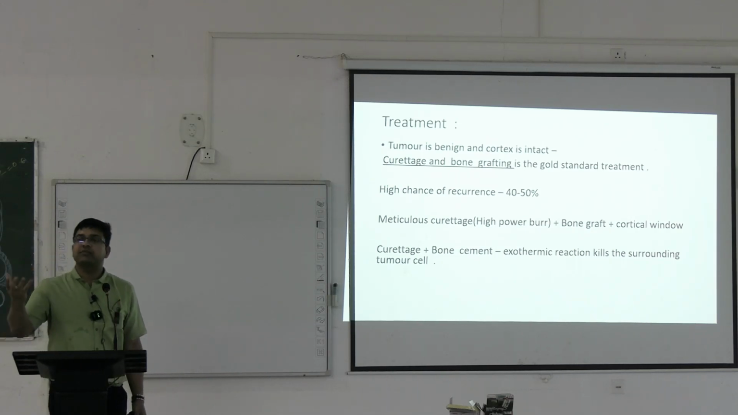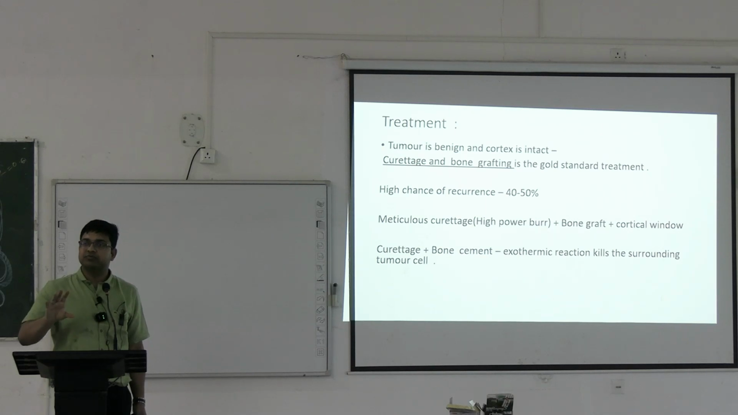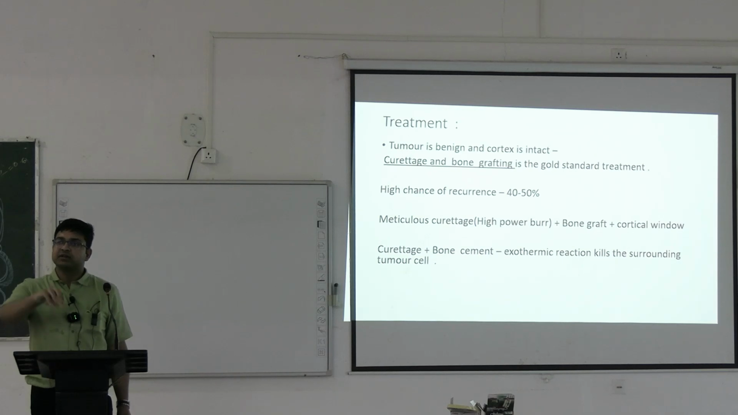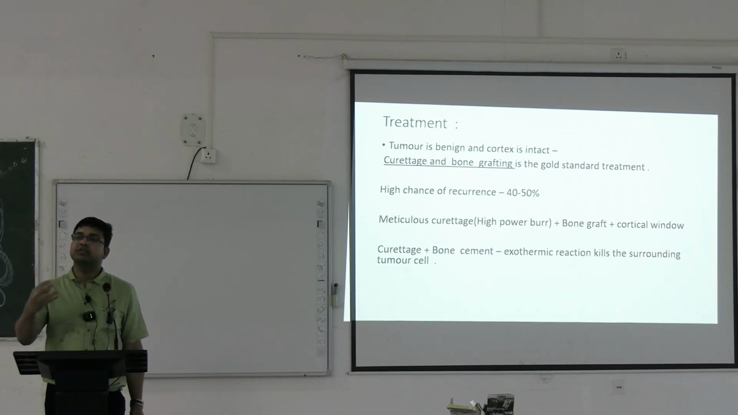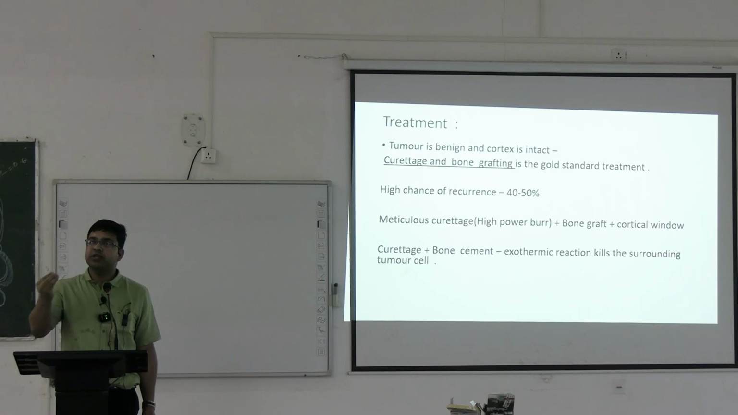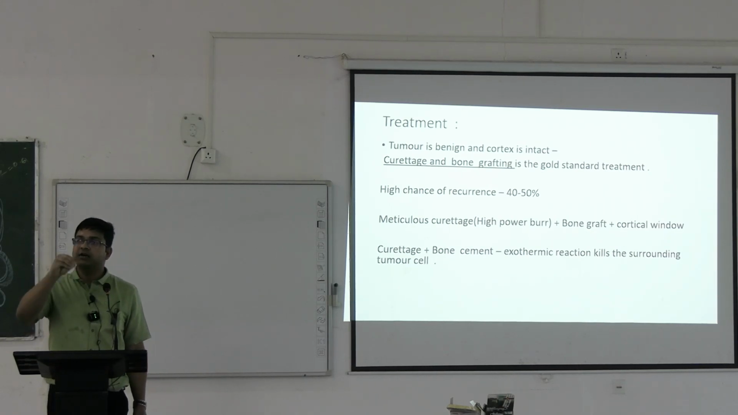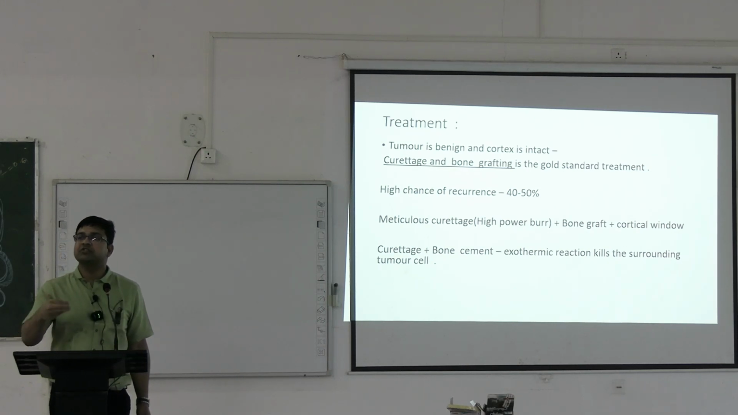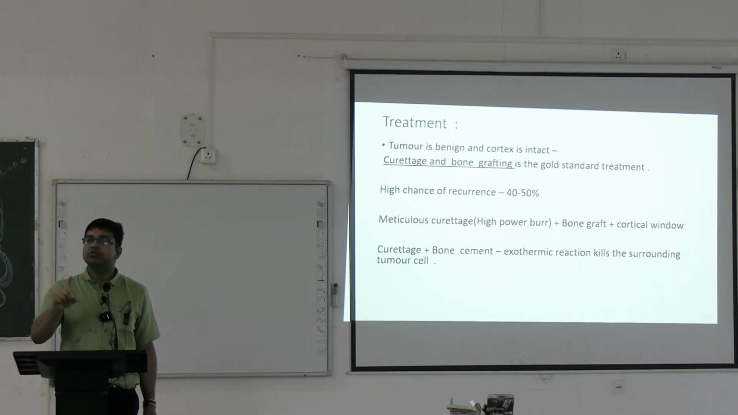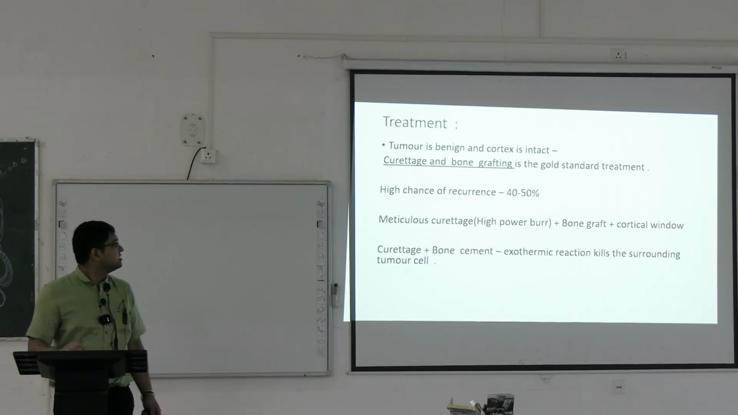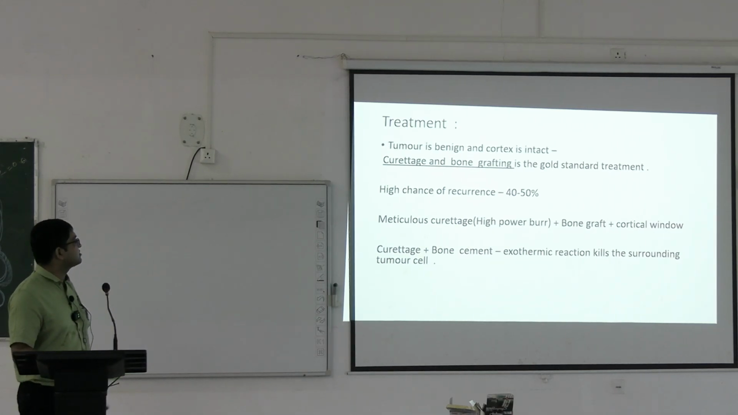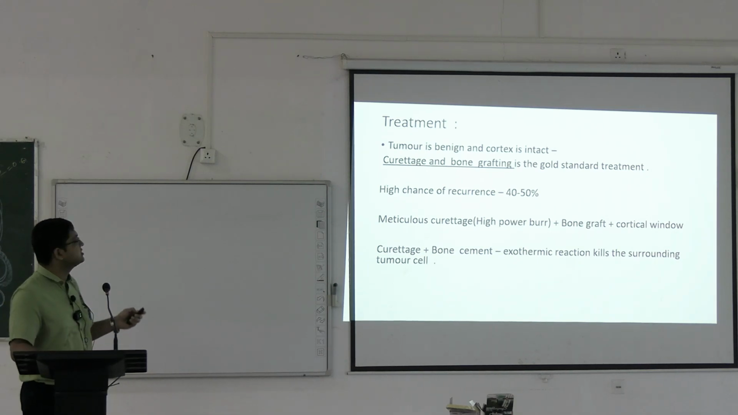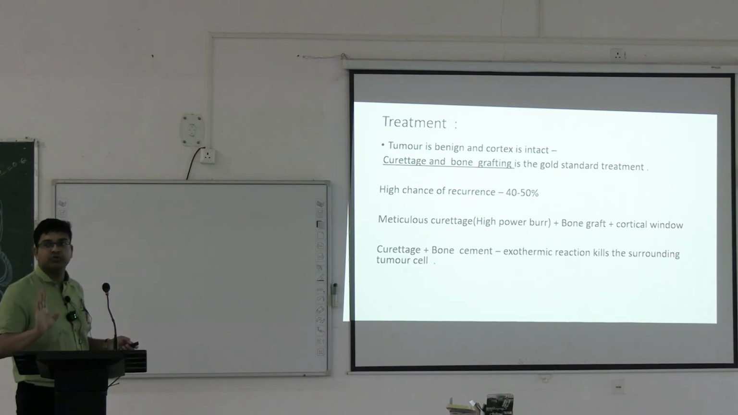What is the advantage of filling the bony gap with bone cement? Bone cement has a powder and a solution, and after mixing them there will be an exothermic reaction. So when you put the bone cement within the cavity after curettage, there is release of heat, and this heat also kills the tumor cells. So curettage plus bone cement: the exothermic reaction kills the surrounding tumor cells. Curettage and bone grafting, and curettage and bone cement.